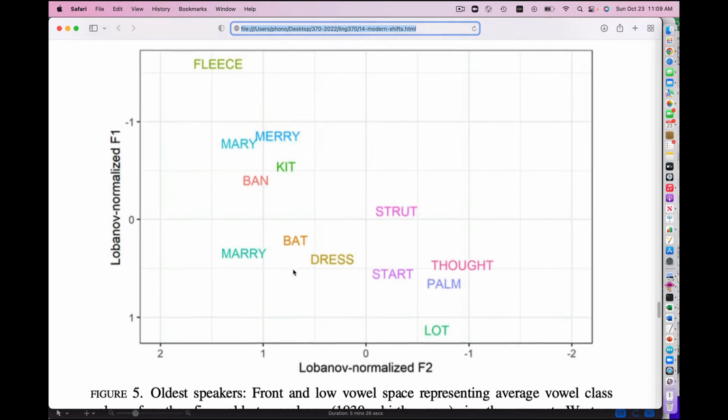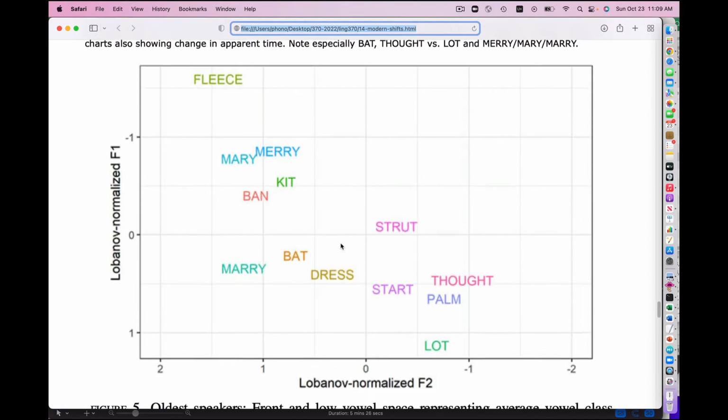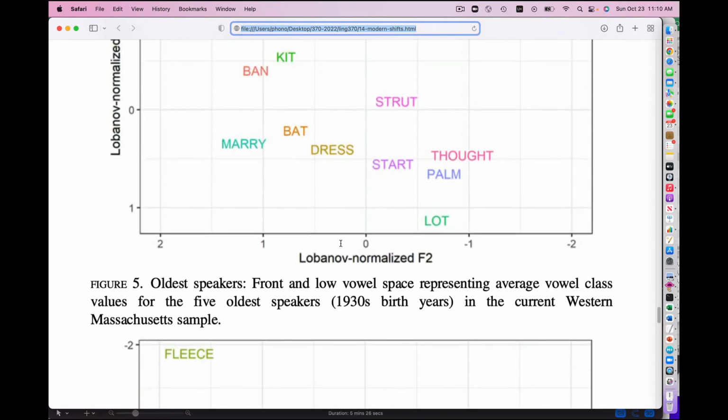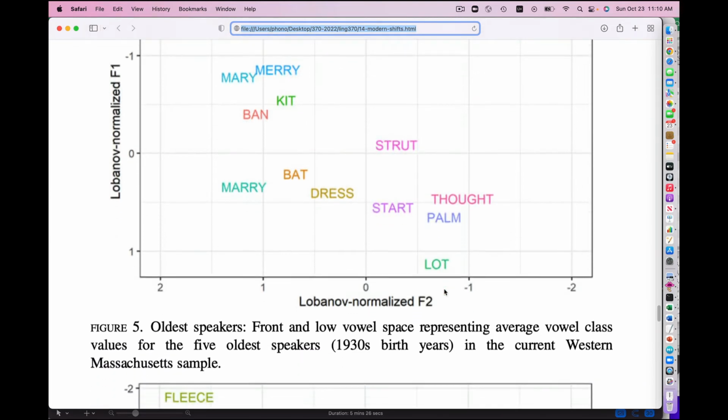And you can see this is a set of speakers who were born in the 1930s. They have this distinction between ban and bat in terms of the height and frontness of the [æ]. They also have a distinction between marry and Mary. So the one word is pronounced with an [æ] vowel, and the other words are pronounced with something more like an [ɛ] vowel, even though the [ɛ] in this variety is down here. The other thing I should mention is that thought and lot are distinct for these speakers from the 30s.